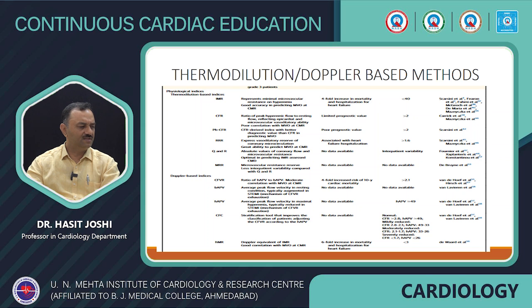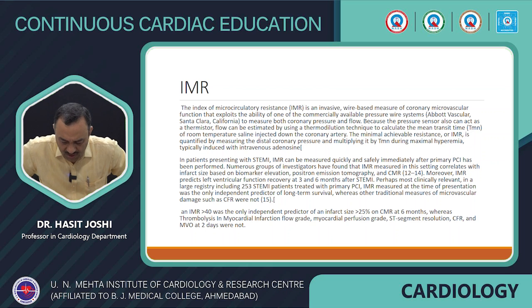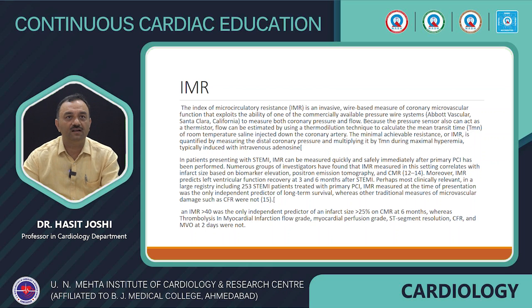Doppler indices, HMR is the most validated thing, and there is a 6-fold increase in mortality if HMR is positive and the value is less than 3. So the most used is IMR, that is index of microcirculatory resistance. It is an invasive wire based measure of coronary vascular function.